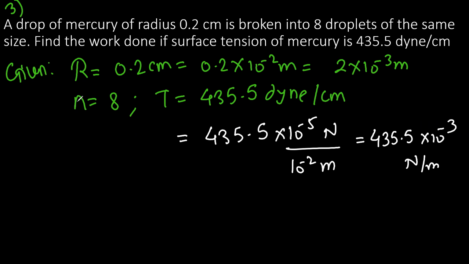Let's move to the next. Is any other input given? Nothing. So what do we need to find? We need to find the work done. The formula for work done is known to everyone: T into dA, where there is a change in the surface area. Okay, so T into dA, we can find by the change in area. Sure, so let's go for it. These are the givens. So I'll start with the answer.